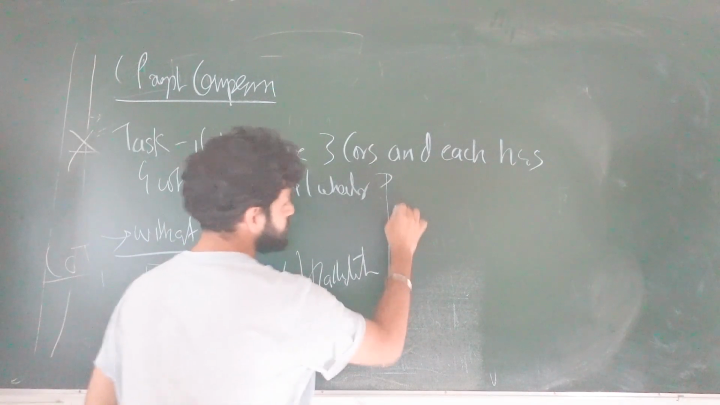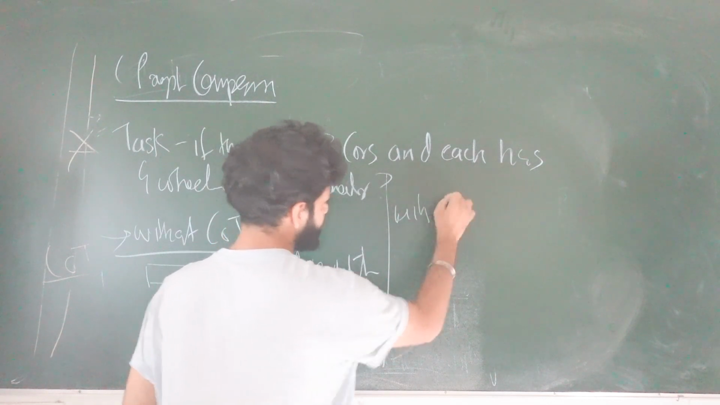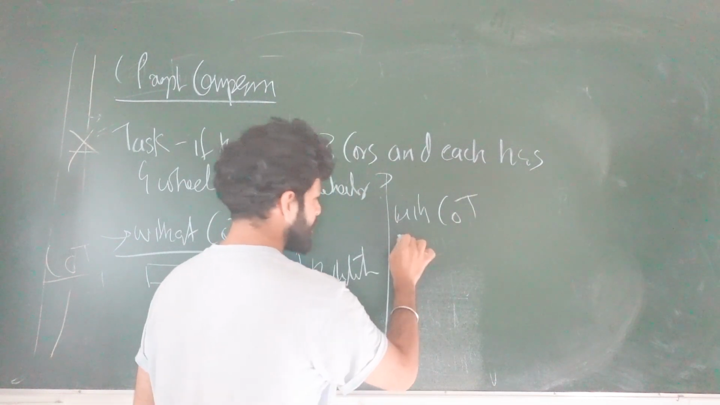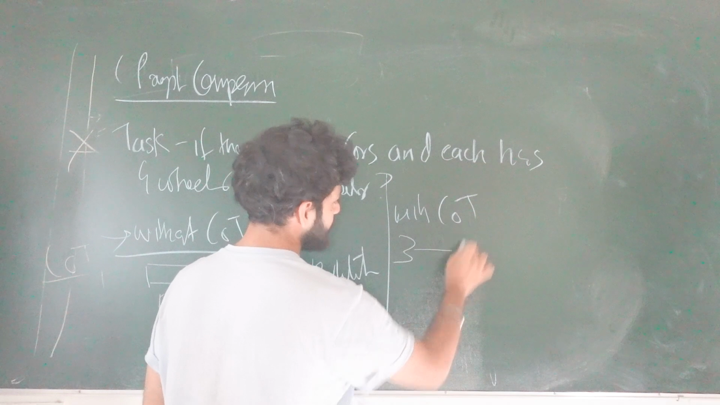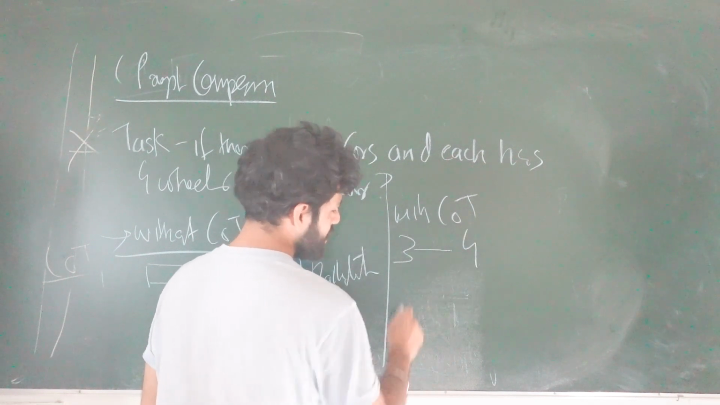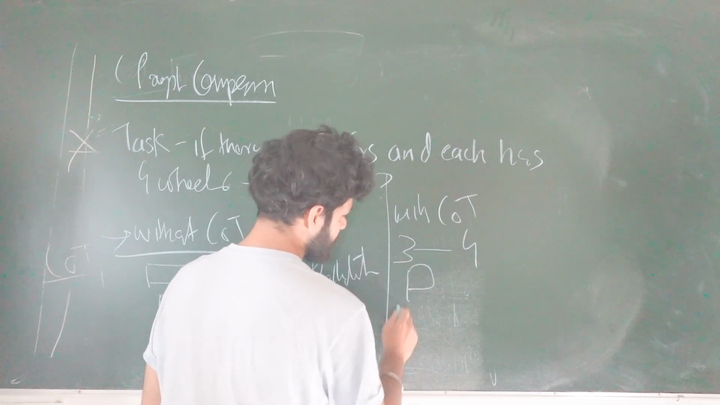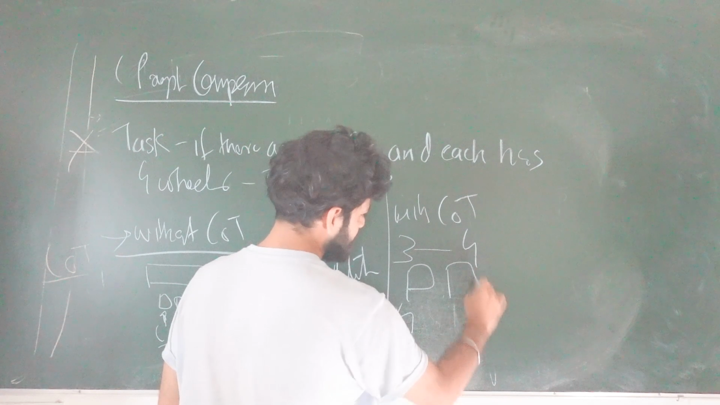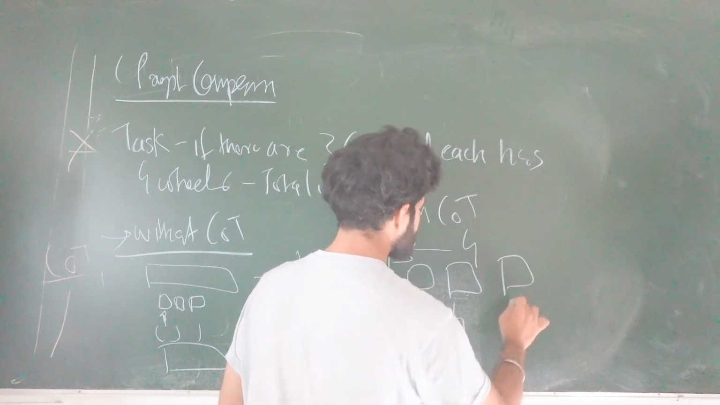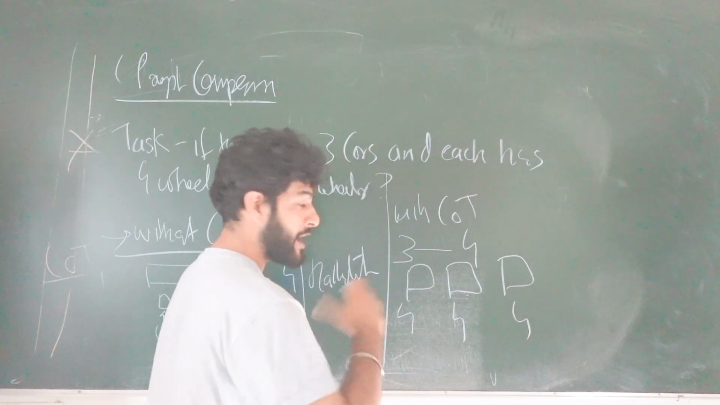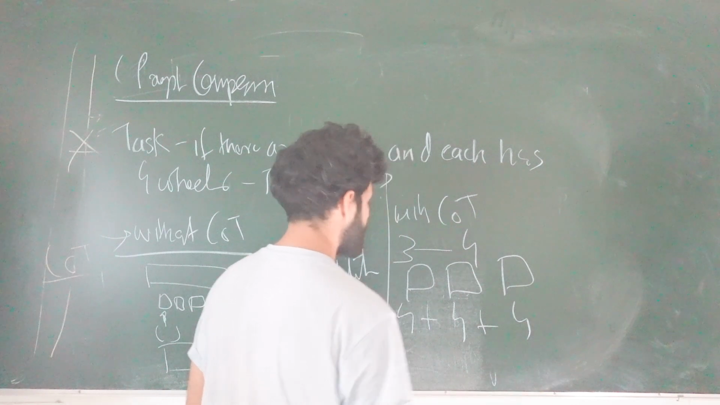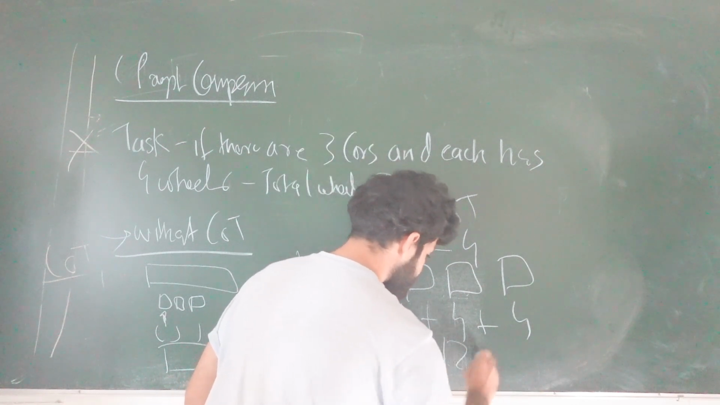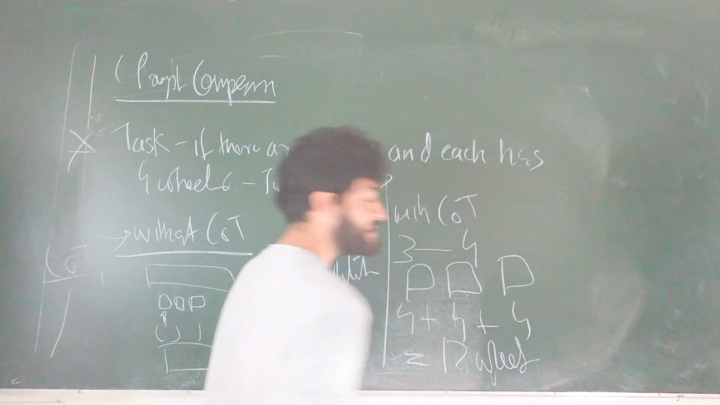Now with COT, like chain of thoughts, it would be: I got 3 cars, each car has four wheels. So for the first car, it's going to be 4 wheels. For the second car, it's going to be 4 wheels. For the third car, it's going to be 4 wheels. So in totality, it's going to be 4 plus 4 plus 4. That's going to be 12 wheels. This is how chain of thoughts works.